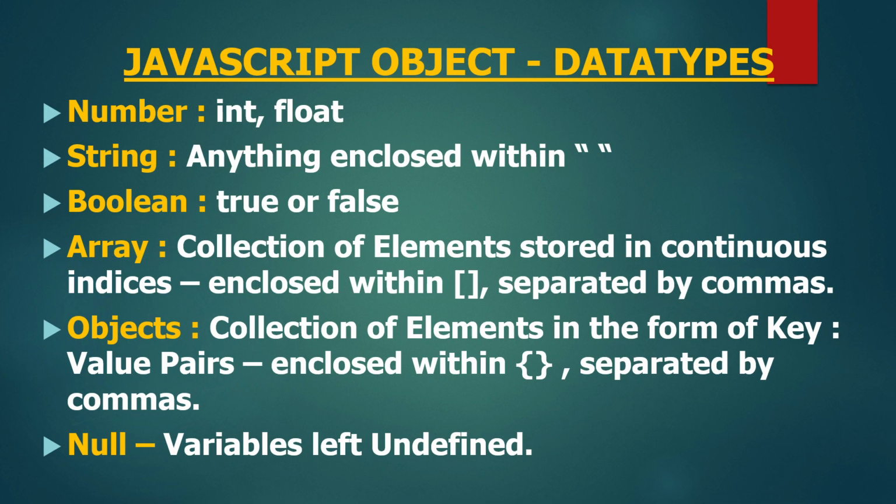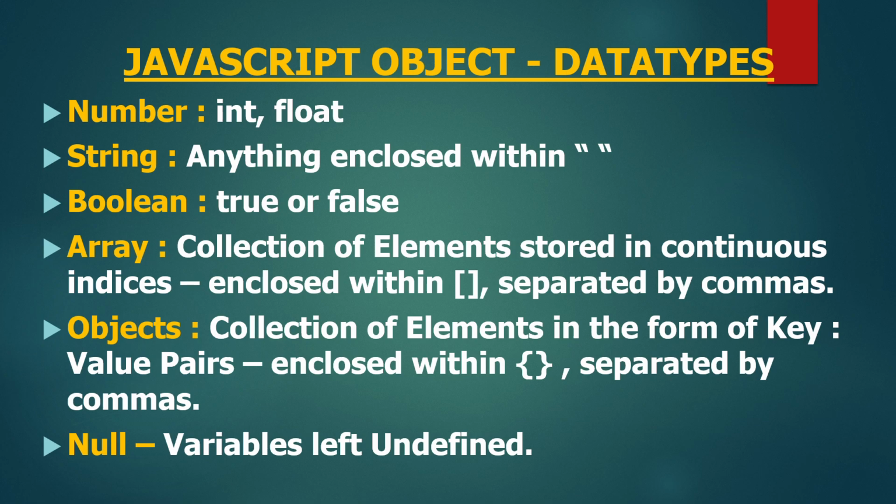In JavaScript objects, there are a few data types. Number: to represent any numbers, we use int or float data type. The difference between int and float is that with int we can store values like 15, 16 and 17, while with float we can store numbers with up to 2 decimals. In string, anything enclosed within quotes is known as a string. String is nothing but a set of characters. To represent any names or to take the input of any names, we can use string.